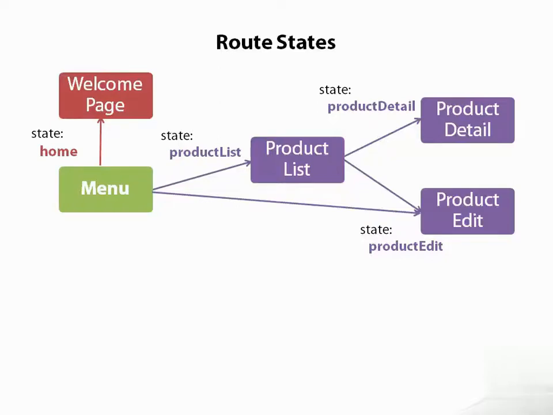Here are the route states we have identified so far for this application. We have already created the welcome page and its associated route state. We created the product list view and its associated route state. Let's now build the product detail view and its associated route state.